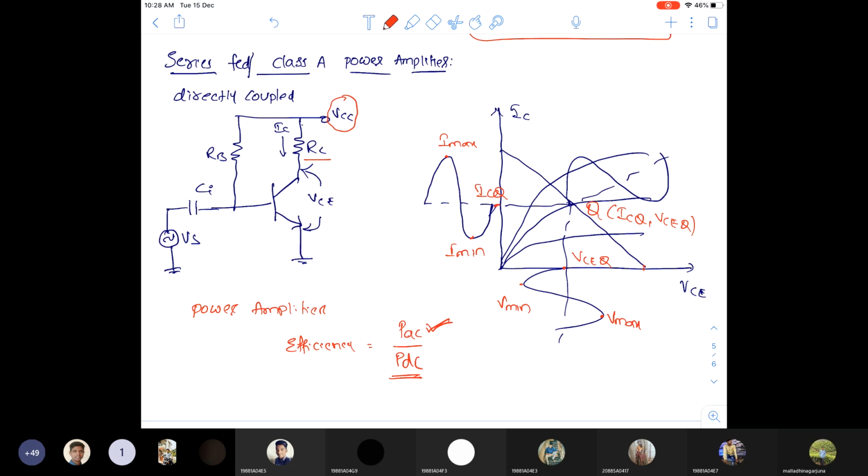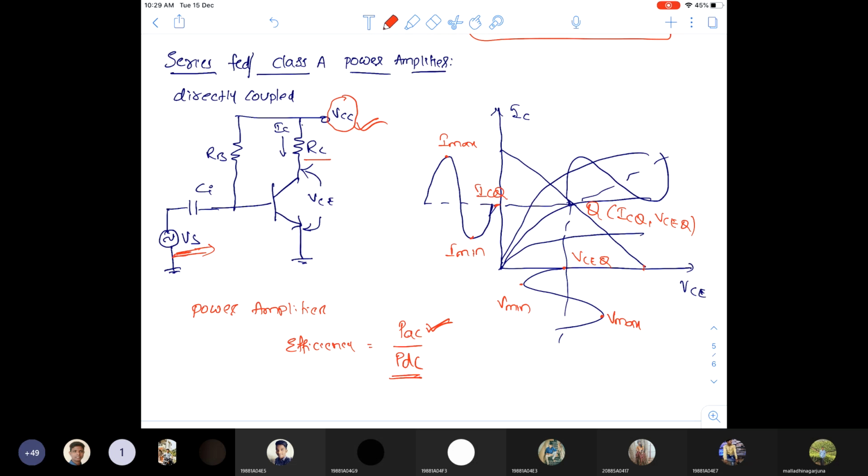AC signal is nothing but the output. Of course you are giving the AC signal here, and the power amplifier will process the AC signal, and in parallel it will convert the DC signal also into the AC signal. So the efficiency is equal to PAC by PDC. Very important formula for the power amplifiers: efficiency is equal to PAC by PDC.